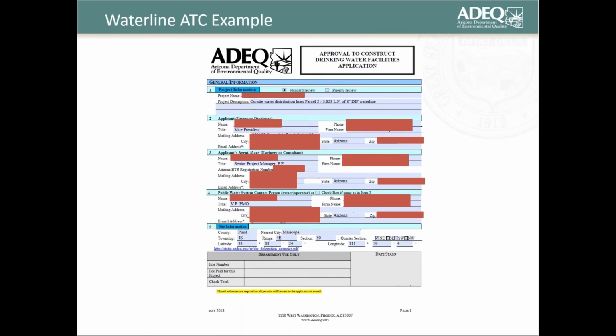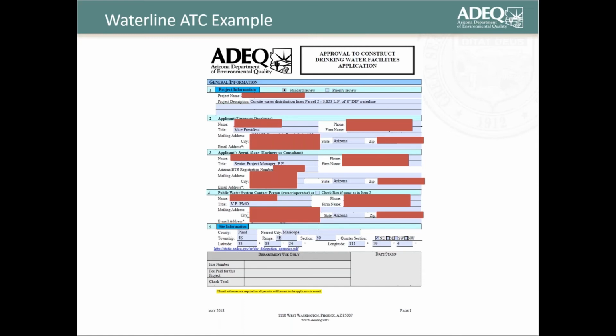Okay, so now we'll get into a Waterline ATC example. So here's page 1 of an ATC application filled out for a Waterline project. So for section 1, for project information, we look for the project name and a brief description of the project. As you can see here, it's an on-site water distribution line. It's a subdivision. This one's for parcel 2, so there's probably a variety of parcels. And then it is about 3,800 linear feet of 8-inch DIP water line.